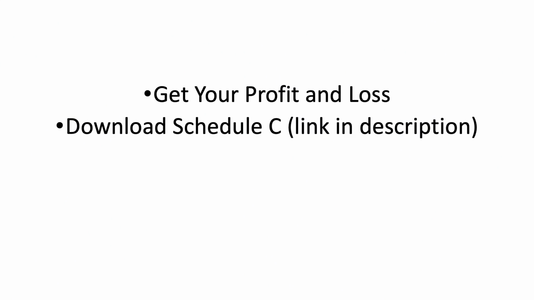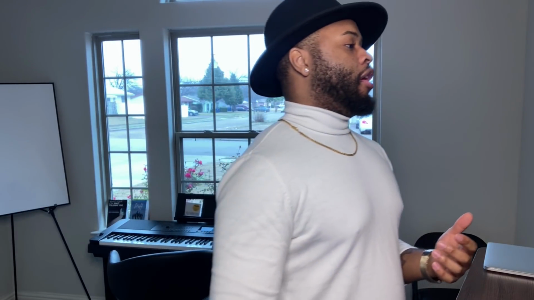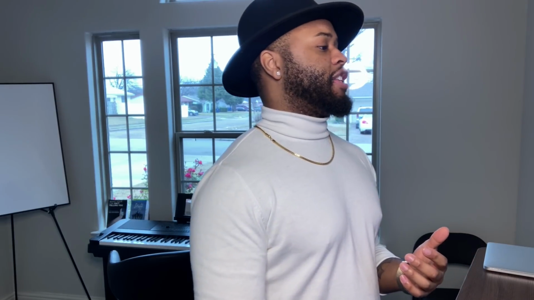So you're going to need that profit and loss. Get your profit and loss, however you want to get it, however you want to create it. Get that profit and loss. And then you're also going to want to download Schedule C, which is that link in the description. Okay, so let's go ahead and jump over to the Schedule C. So I'm going to show you guys how you can fill out this beautiful form.